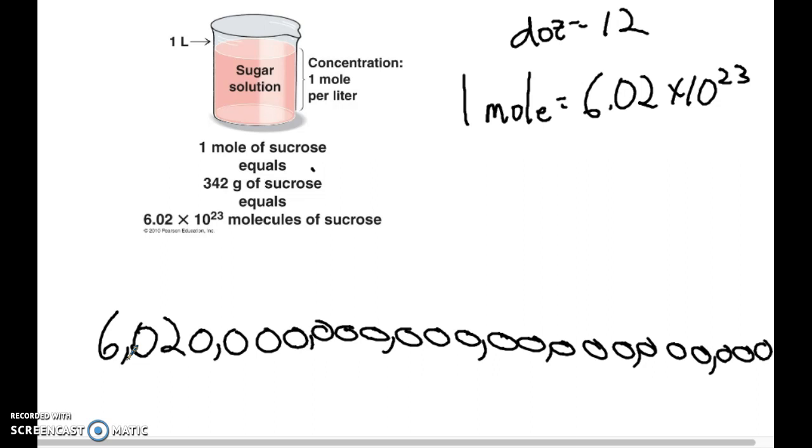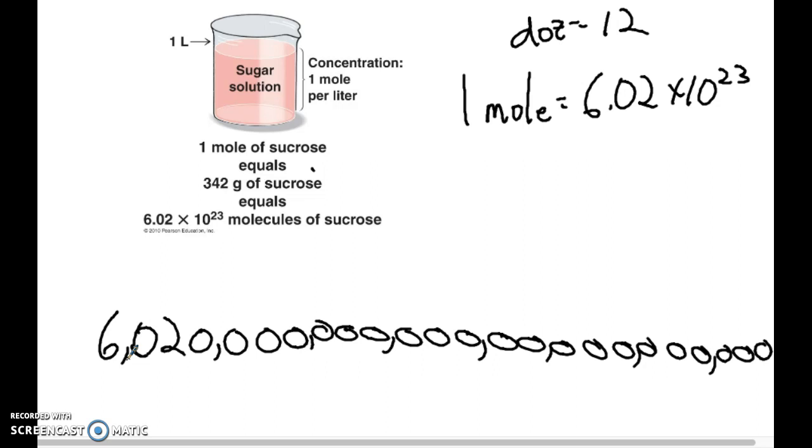So this is an extremely enormous number, and that tells us how small atoms must be for us to be able to hold that many in our hand very often, depending on what it is. About that many of them, 6.02 times 10 to the 23rd, we can hold in our hand or in a small glass or something like that. Okay? So that's a mole.